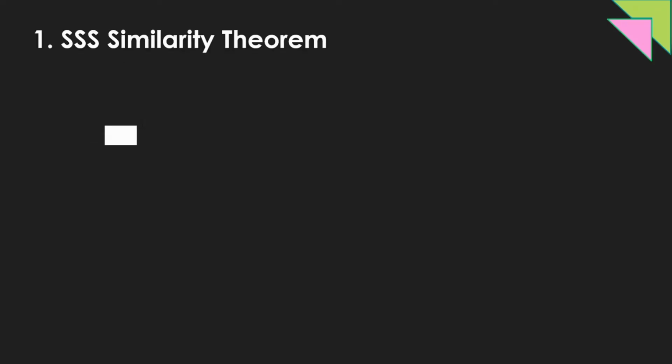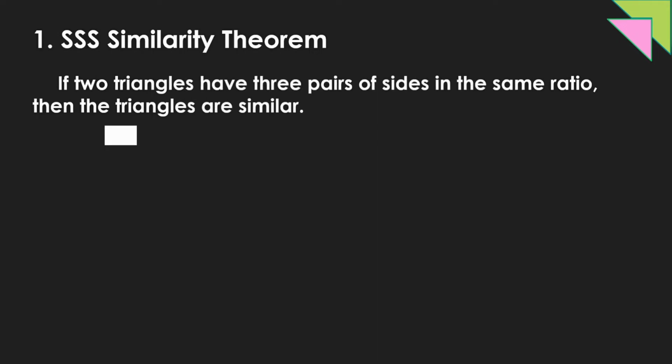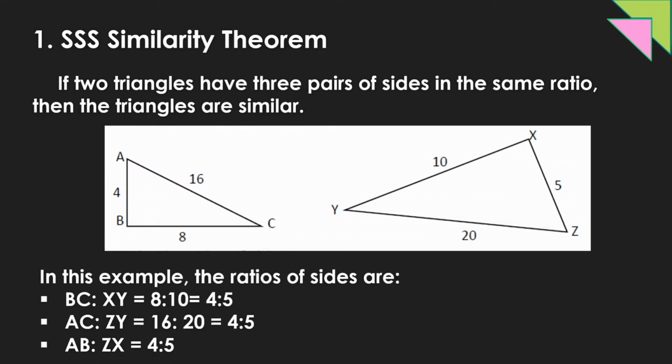SSS Similarity Theorem. If two triangles have three pairs of sides in the same ratio, then the triangles are similar. In this example, the ratios of sides are BC is to XY. So in triangle ABC, side BC has a measure of 8. And in triangle XYZ, side XY has a measure of 10. So the ratio is 8 is to 10.